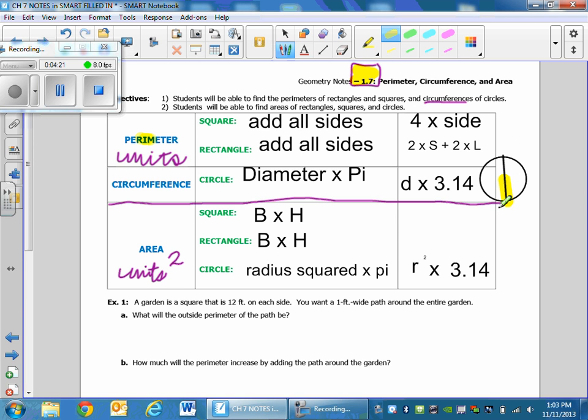So if the whole diameter was 10, to find circumference, I'd do 10 times 3.14. And then to find the area, I would do half of 10, which is 5. I would do 5 times 5, which is 25. And then I would do 25 times 3.14.